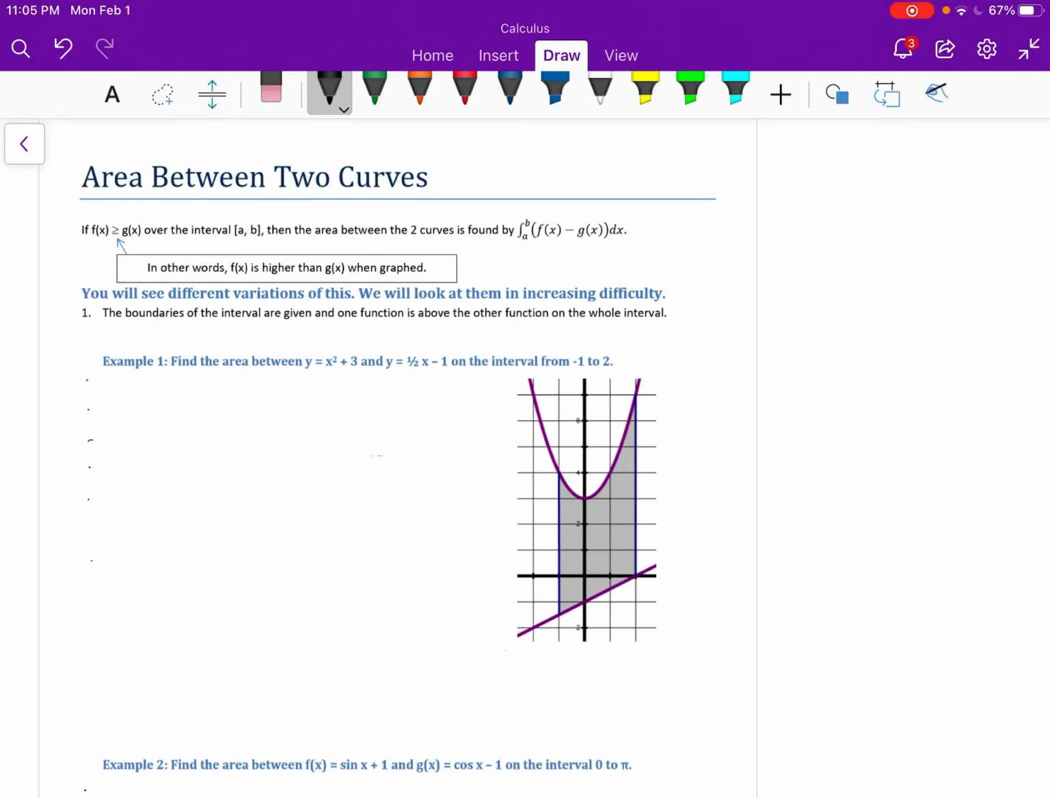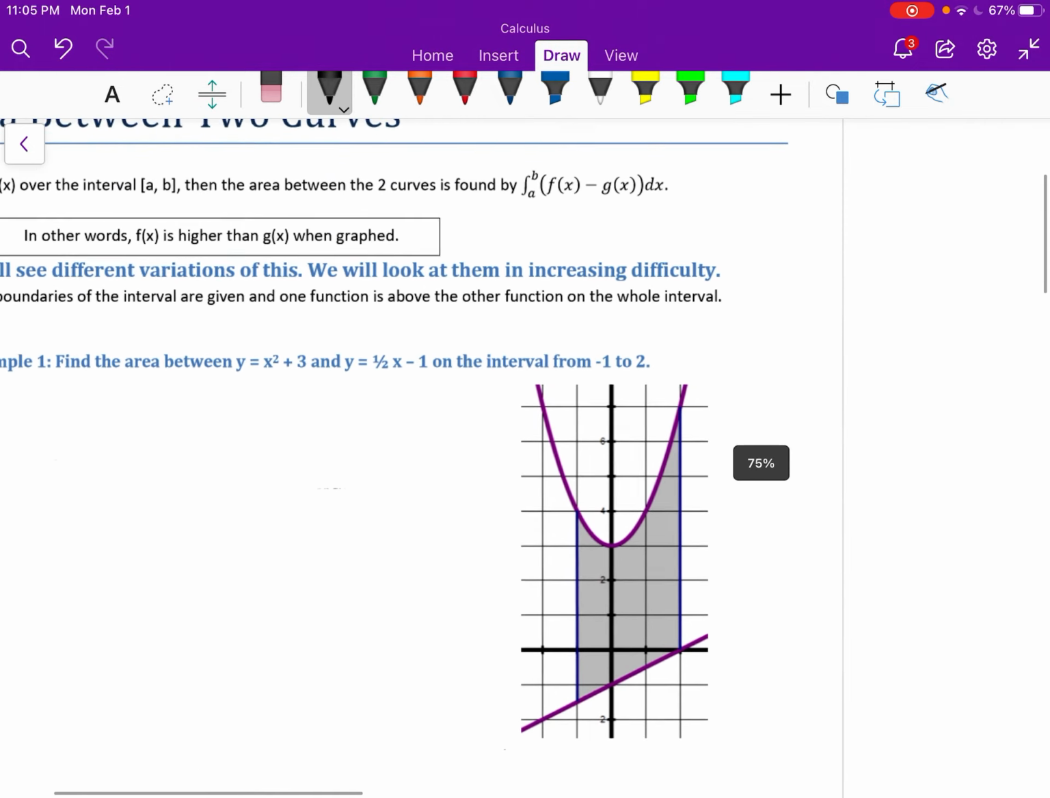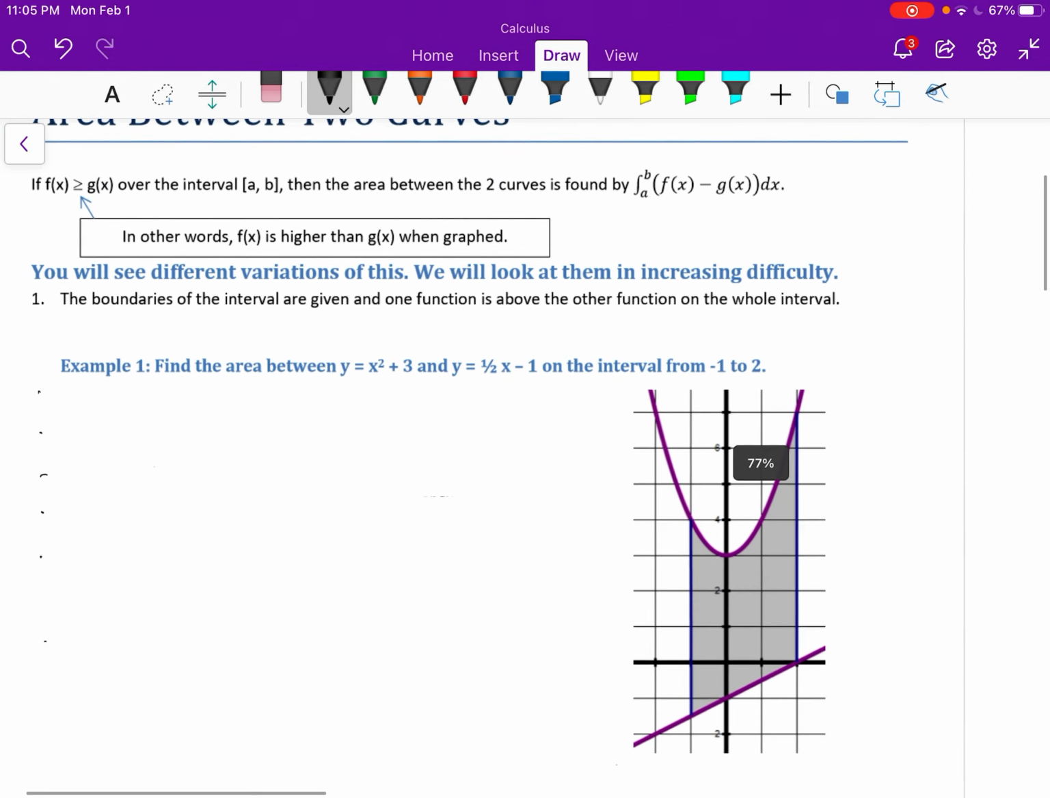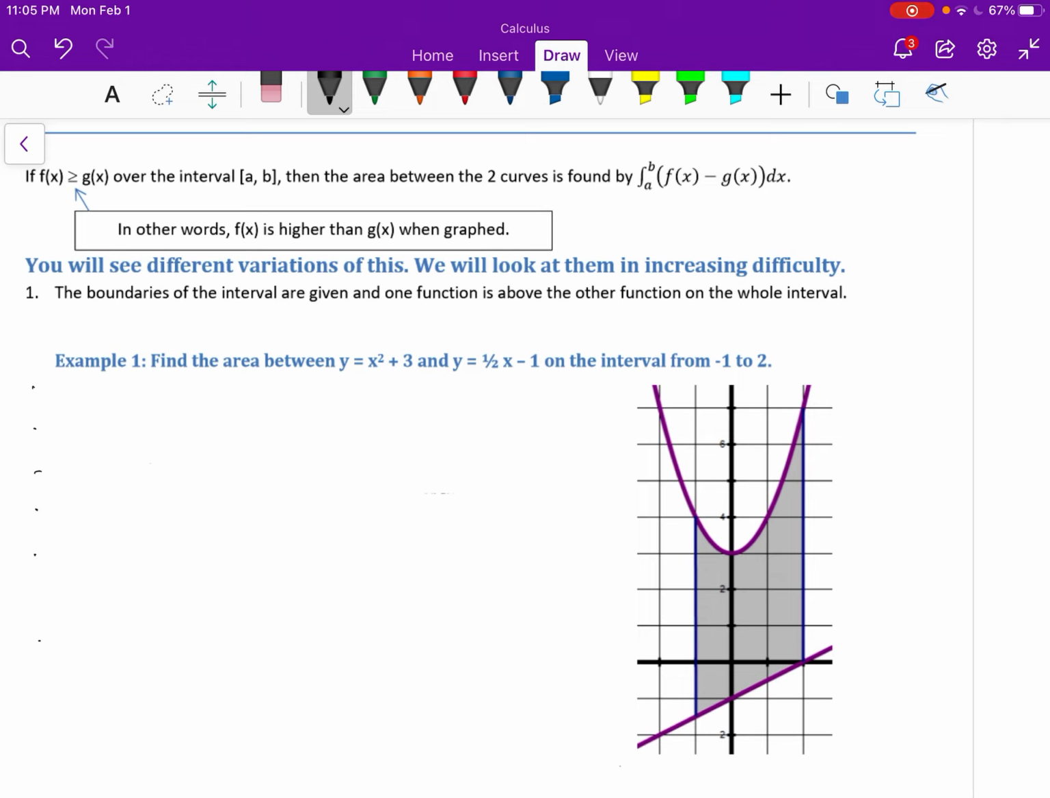Here we're going to look at a pretty cool application of integrals. We're going to be finding the area between two curves. And we've looked at the properties of integrals already, so this follows pretty easily from that. It says here, if f of x is greater than or equal to g of x over the interval a, b, then the area between the curves is found by the integral of f of x minus g of x dx from a to b. In other words, if f of x is higher than g of x on the graph.